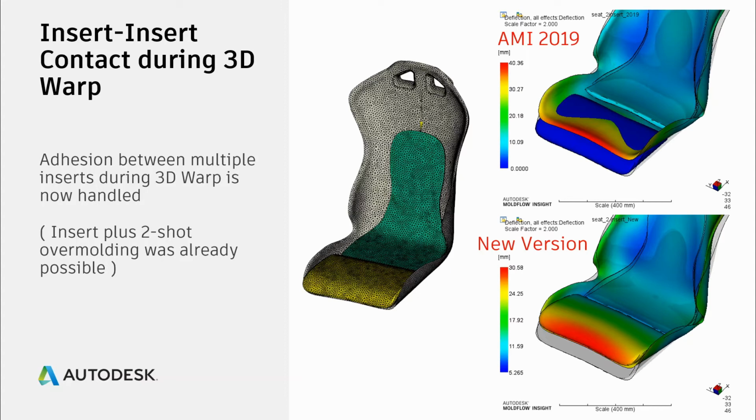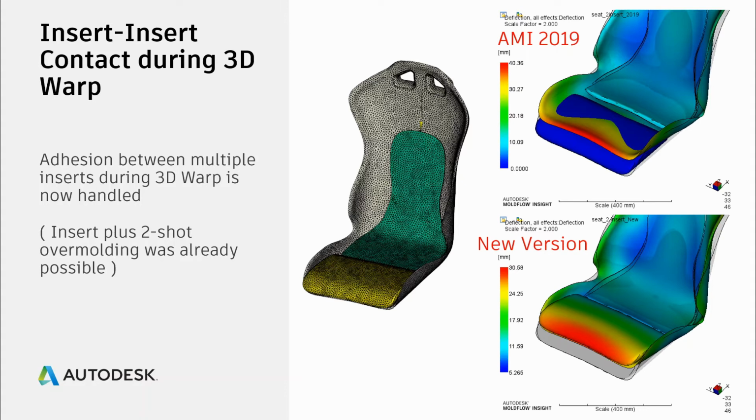In this example shown here, there are two inserts shown in grey and in yellow, and a moulded cavity which is shown in green. In the Moldflow Insight 2019 result, we see that the yellow insert has not moved. It's remained stationary and has a deflection value of 0, even though the insert which it was in contact with has moved up and should have also forced the yellow insert to move up.